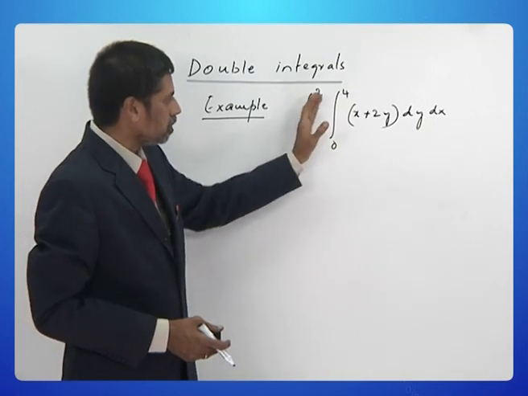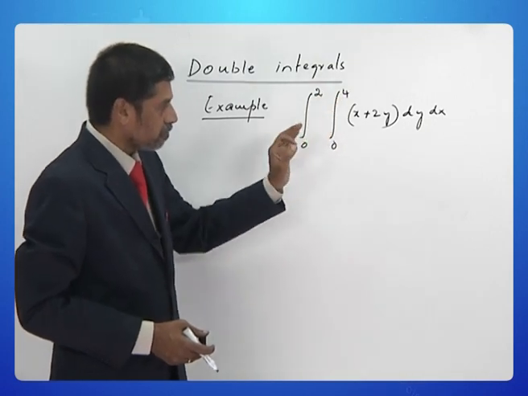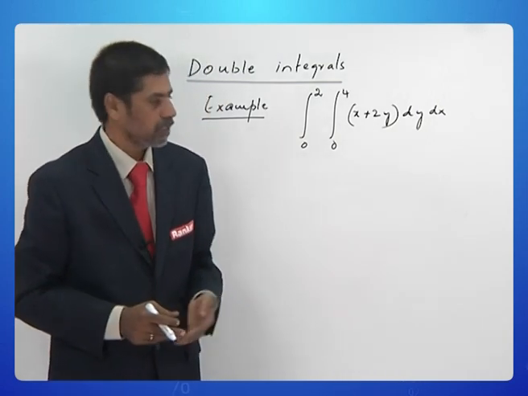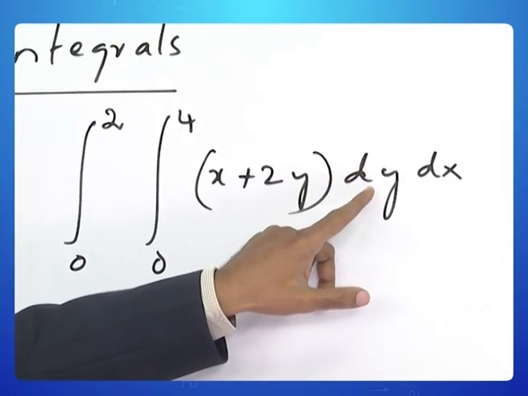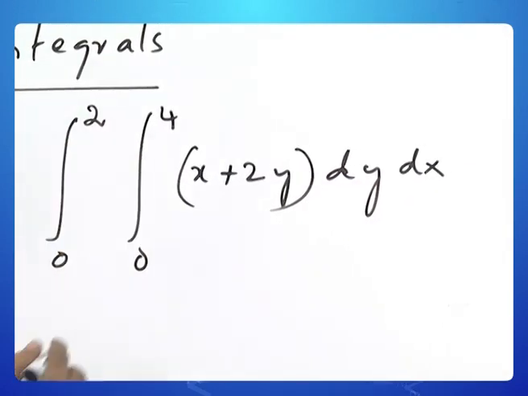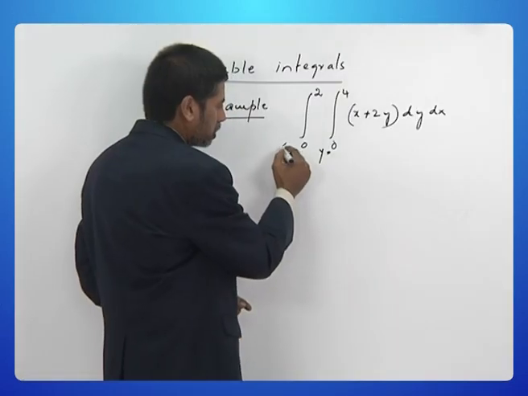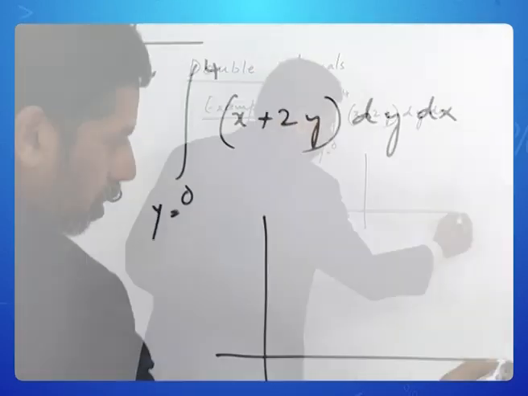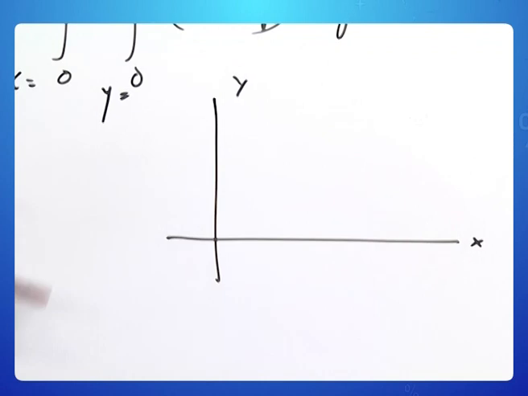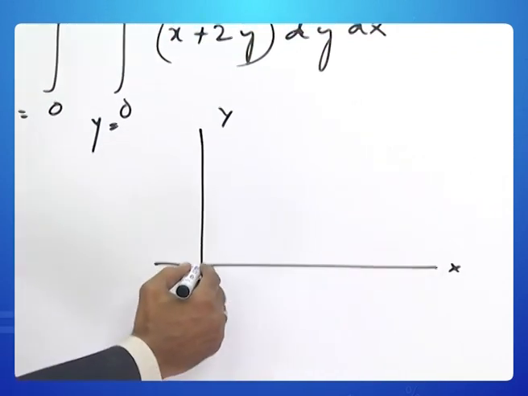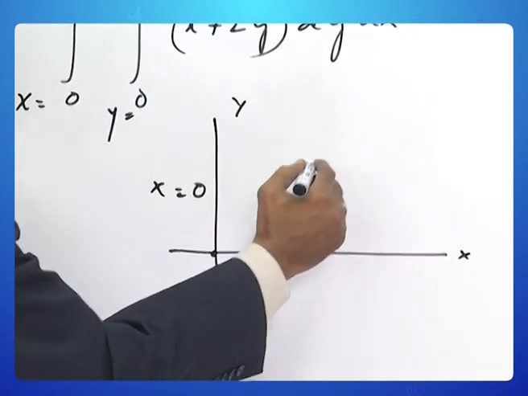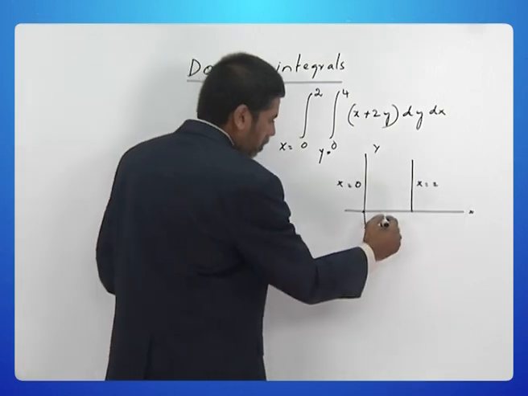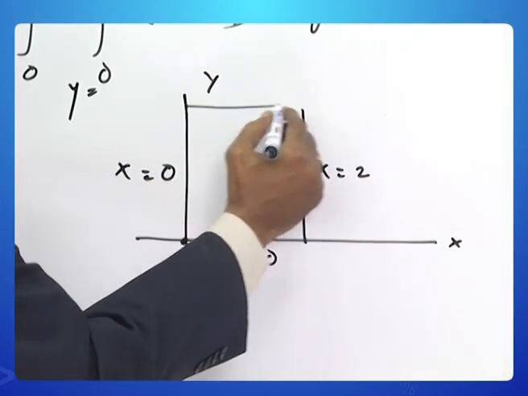Here the limits of integration are all constants, in which case one must understand that the region of integration is a rectangle or a square. In this case, you can see that the variable y has limits 0 to 4. So these are limits for y. So these are limits for x. So you can easily see now that x varies from 0 to 2, x is equal to 0 to x is equal to 2, then y is equal to 0 to y is equal to 4.